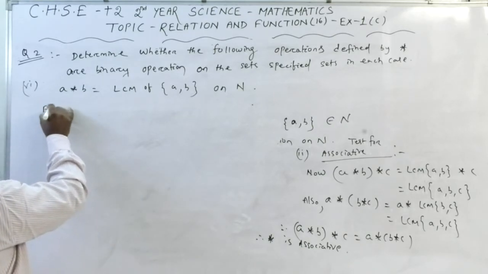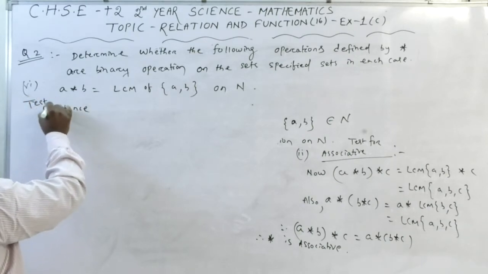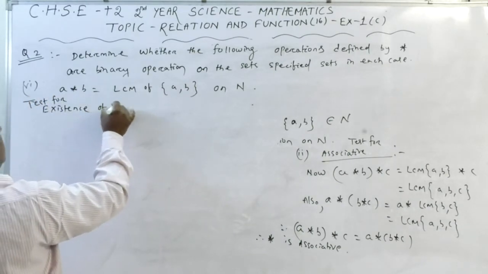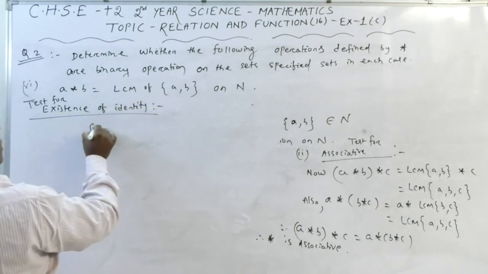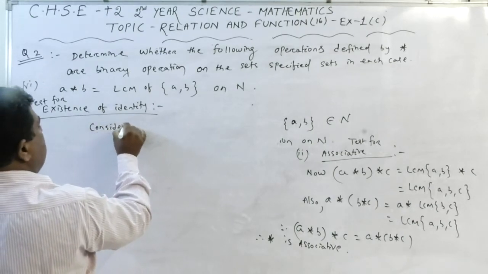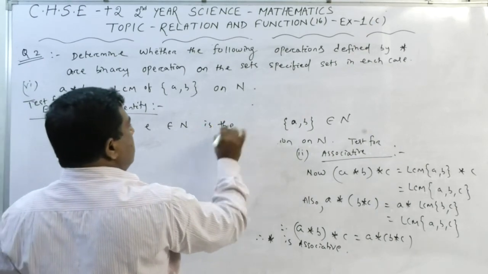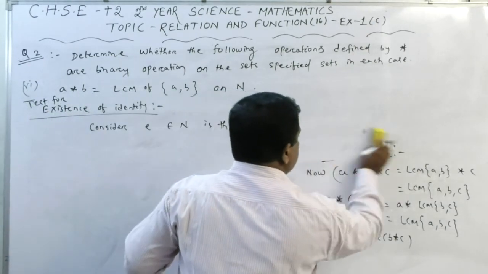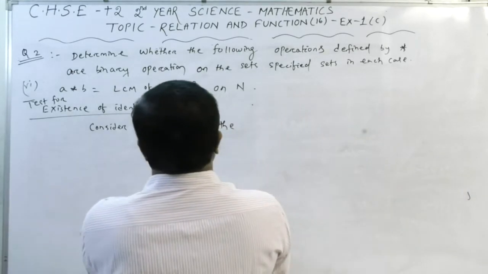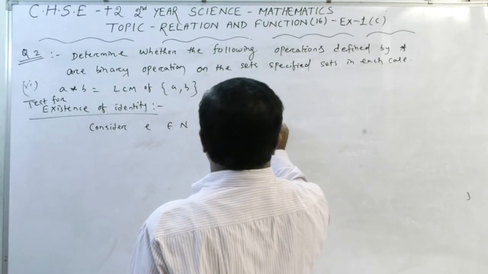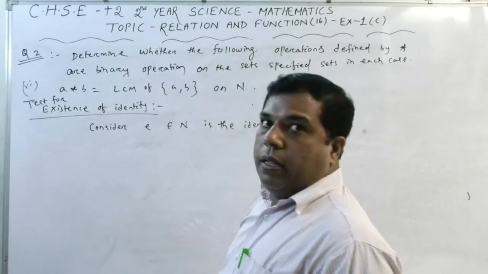Now, test for existence of identity. Consider E belonging to N. Is E the identity element? If it is the identity element, then what happened?